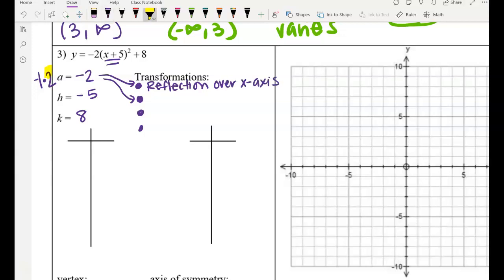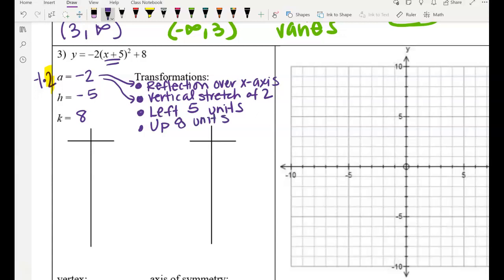Then the 2, since that is bigger than 1, so it's going to be a vertical stretch, okay? Vertical stretch. And it's going to stretch 2 times as much, so stretch of 2. So meaning that the y value now will be twice as large as the parent. Not only that, it's now going to be upside down. The -5 is going to go left 5 units, so now your vertex is no longer at 0, 0. It's going to be on the left. And the k being 8 is going to be up 8 units. Okay, all of that's going to have to match, okay?